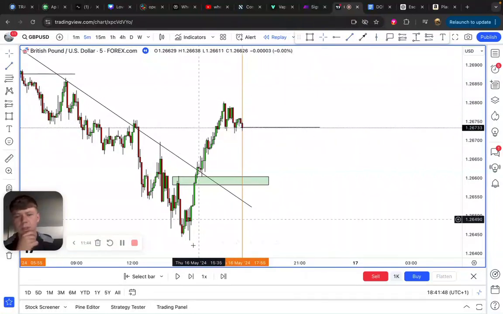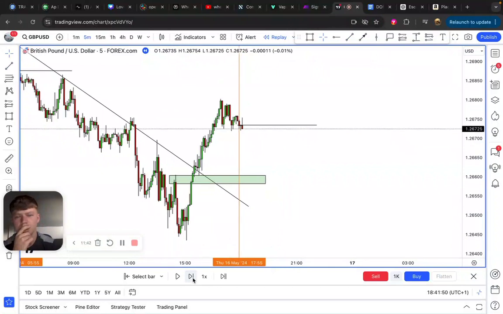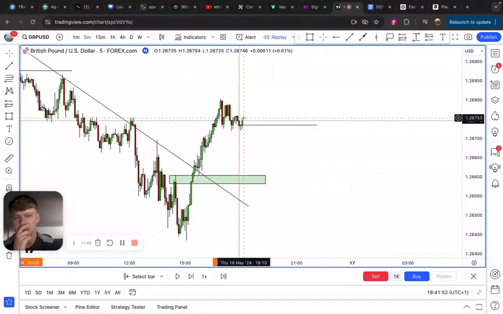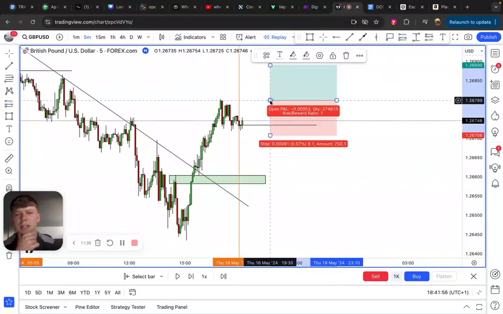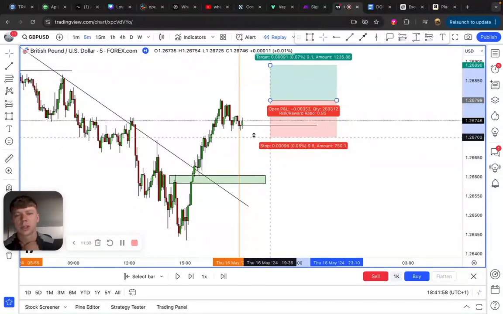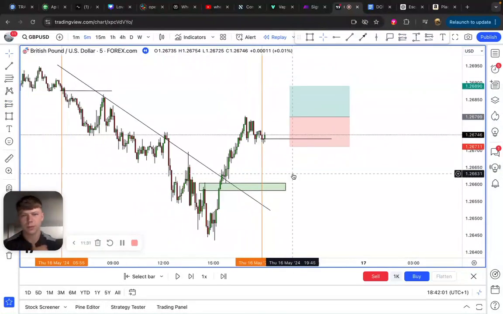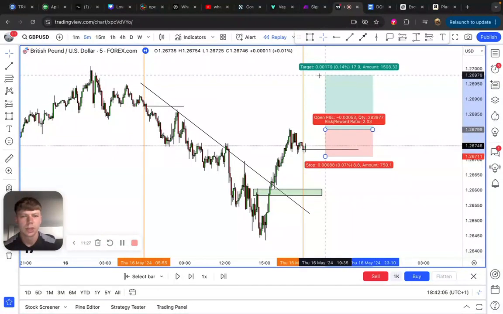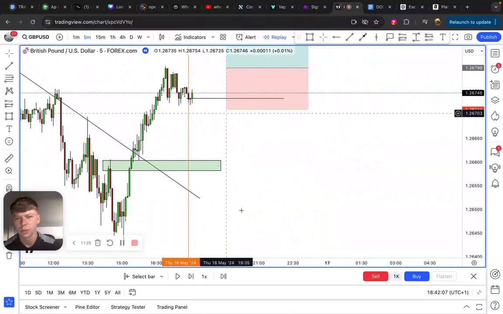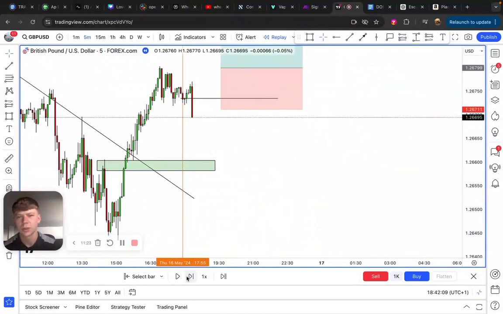Just checking the mic, we're still on. So that's the wick being created. It's a little tiny wick. So if I was going to enter this, it'd be like so. Do I really like that as a pullback? Let's just go for it. Let's see what happens here, because we've got a bit of wiggle room to see what price actually does.